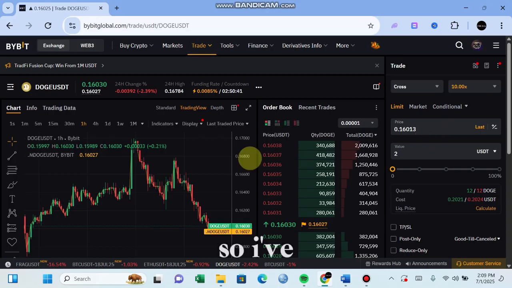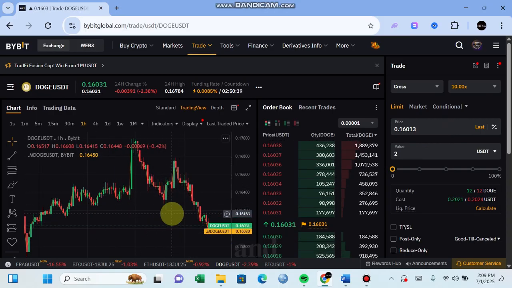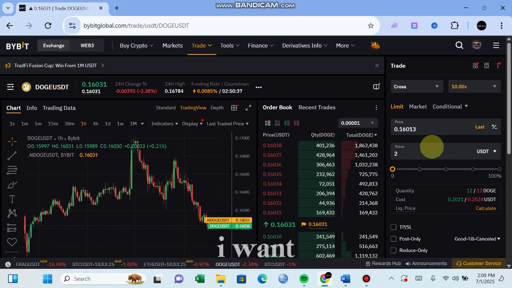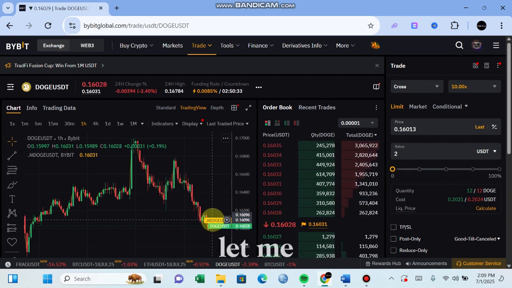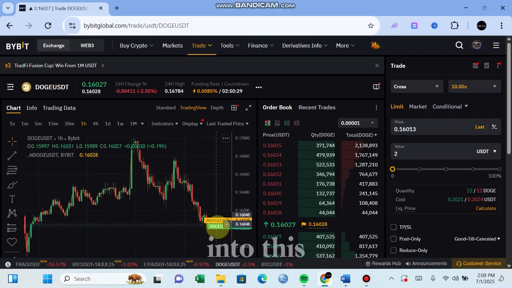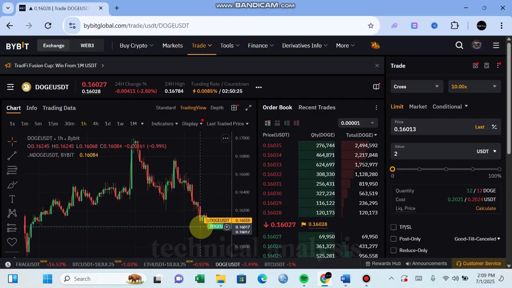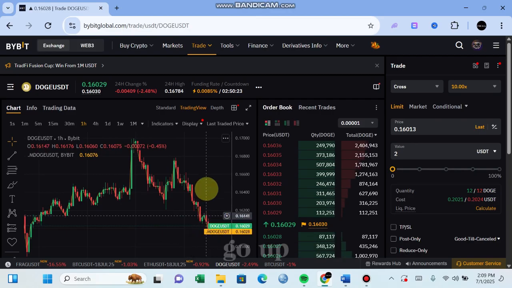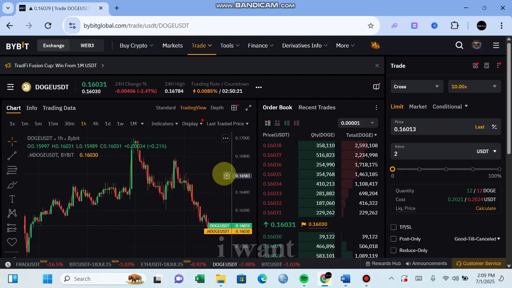So I've analyzed this particular market and I've seen that, for example, I want to long. You get, I want to long, so that means I want to buy and predict that the price of this coin is going to go up. You get, the coin has dumped into this place, because my technical analysis says this coin wants to go up. I want to long, which means I want to buy.